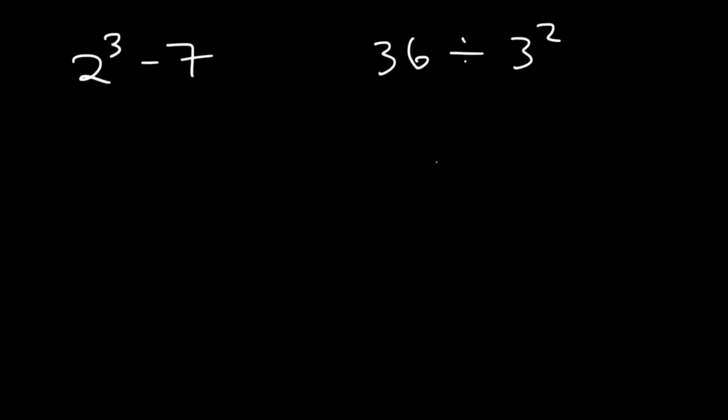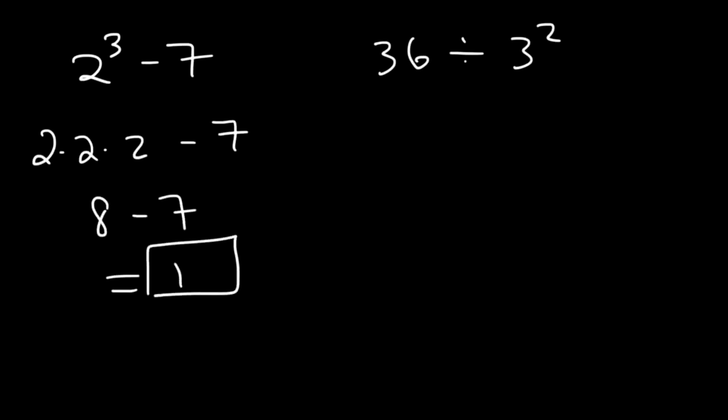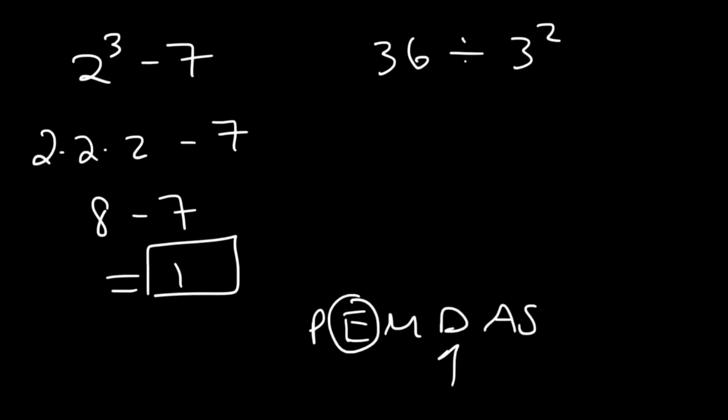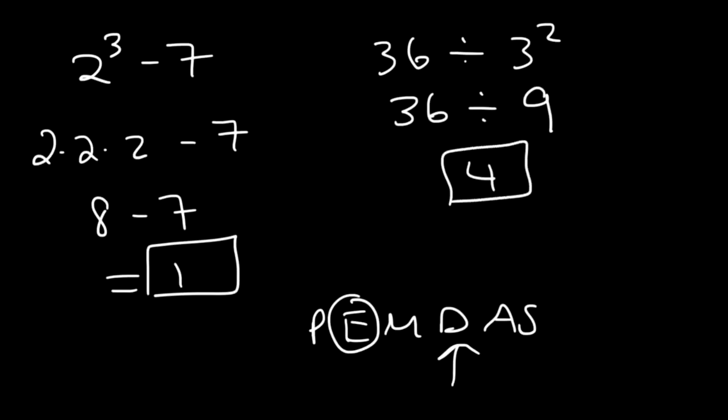Now what's 2 to the third power? This is 2 times 2 times 2, 3 times. 2 times 2 is 4. 4 times 2 is 8. 8 minus 7 is 1. Now, which one comes first, division or exponents? So according to PEMDAS, exponents has more priority than division. So we've got to find out the value of 3 squared. 3 times 3 is 9. 36 divided by 9 is 4.